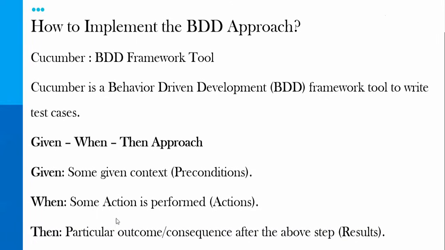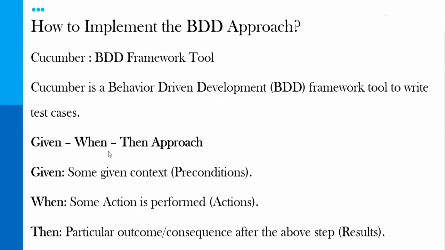I'm going to explain this in depth. The requirement itself is written like this: Given, When, and Then. Given means a precondition. Before you start a test case, some preconditions will be there. When means what you are going to perform on something. Then means the expected outcome or result.